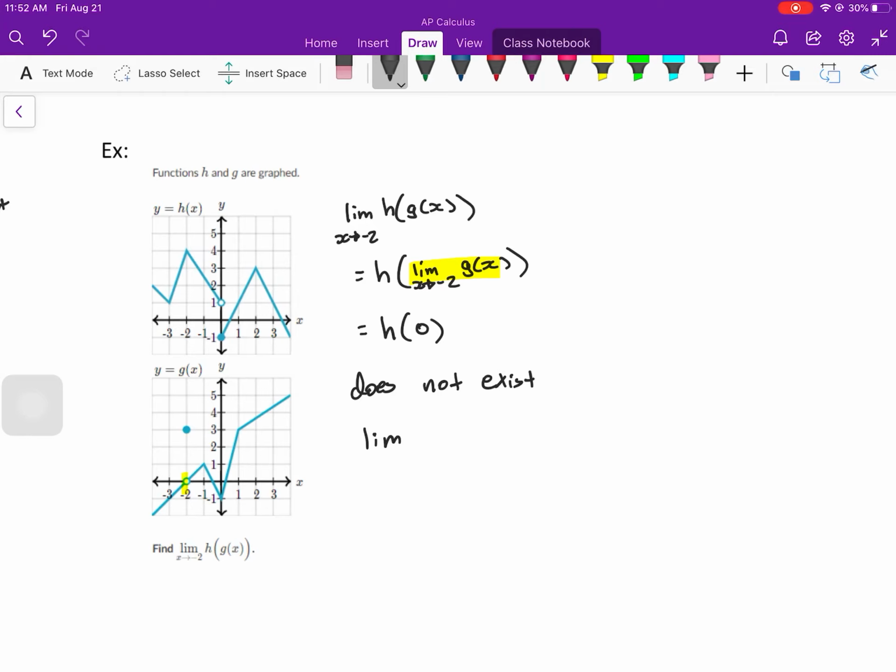And that has to do with the fact that the limit as x approaches 0 of h of x does not exist. So because of that, this limit here does not exist either.